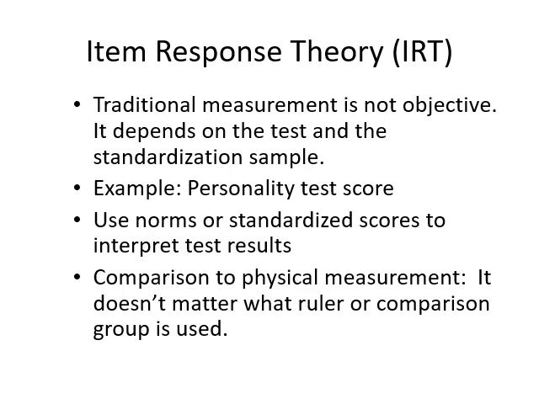So item response theory is basically the recognition that traditional measurement is not objective. It depends on the test and the standardization sample. What this basically means is that item response theory is not based on the mechanical measurement of mechanical observable events. It is a measurement theory for when we're measuring non-objective outcomes, psychological constructs. A personality test score would definitely be something that would fall under item response theory. It uses norms or standardized scores to interpret the test results.